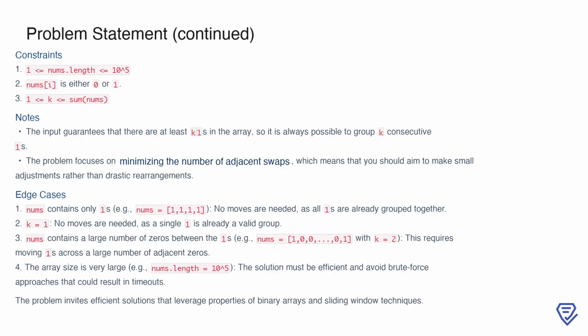Another challenging scenario arises when there are many zeros between the 1s, requiring careful planning to minimize the number of swaps. Efficient approaches often involve techniques like sliding windows or prefix sums to calculate the minimum swaps systematically. This ensures that we meet the problem's constraints while achieving optimal performance.